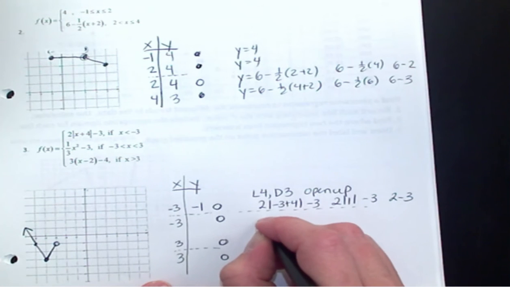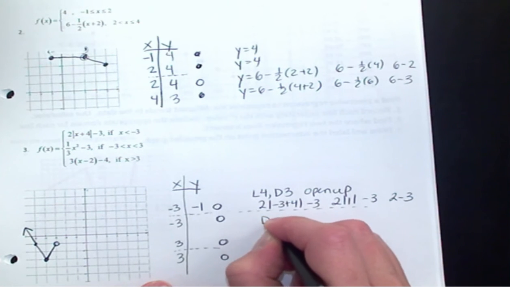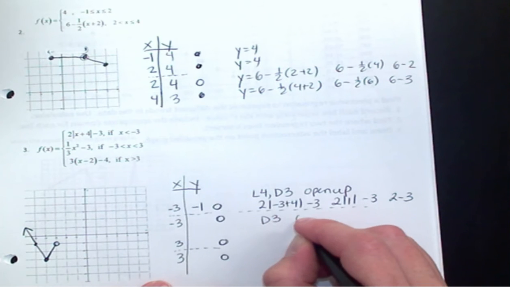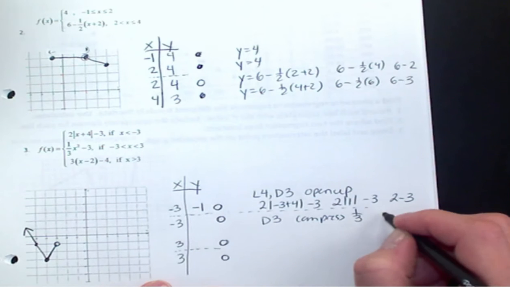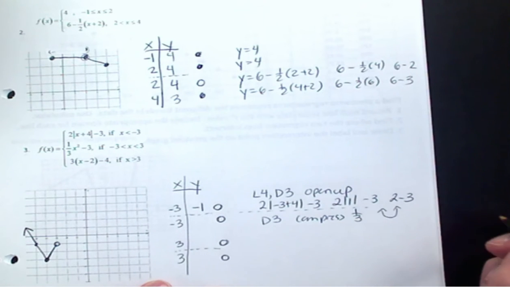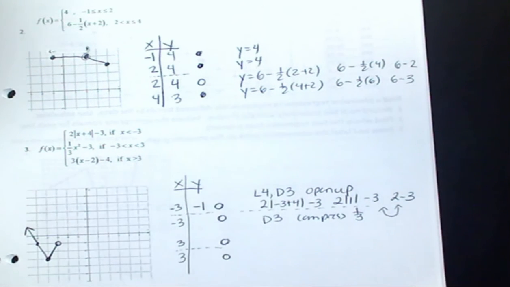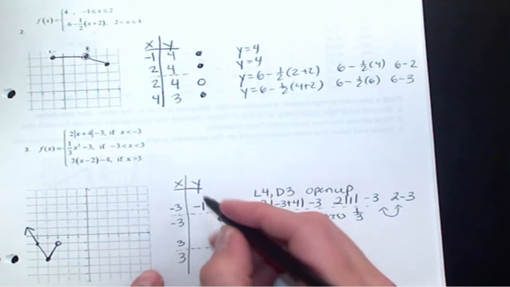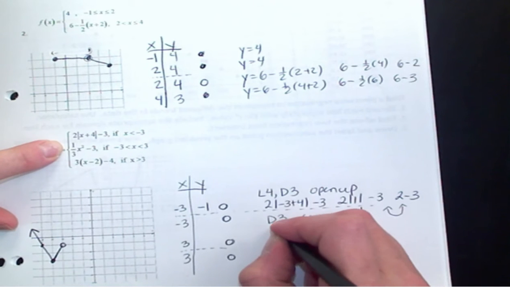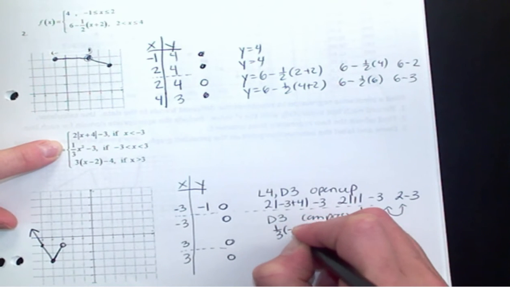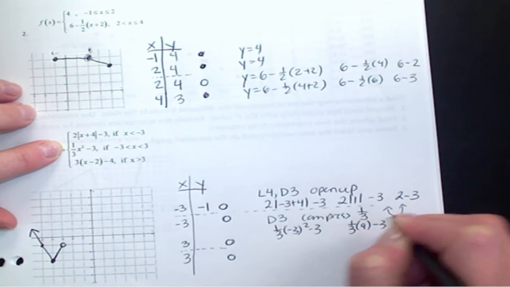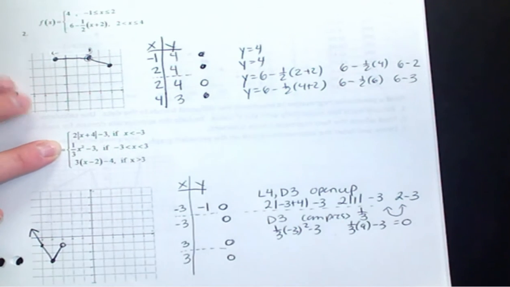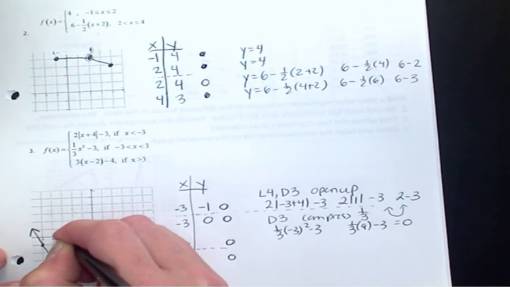Okay, this is down 3, compressed by 1/3. It's a parabola. All right, and now I will plot the endpoints and then draw the rest of the graph. Okay, so 1/3. 1/3 times 9 minus 3. 0? Yeah, 0. Okay.